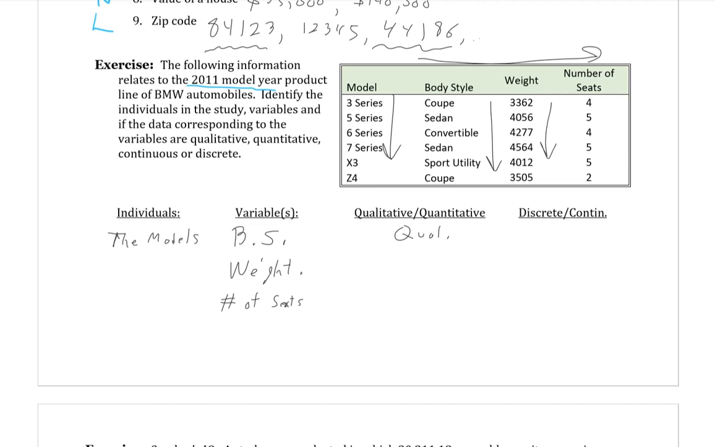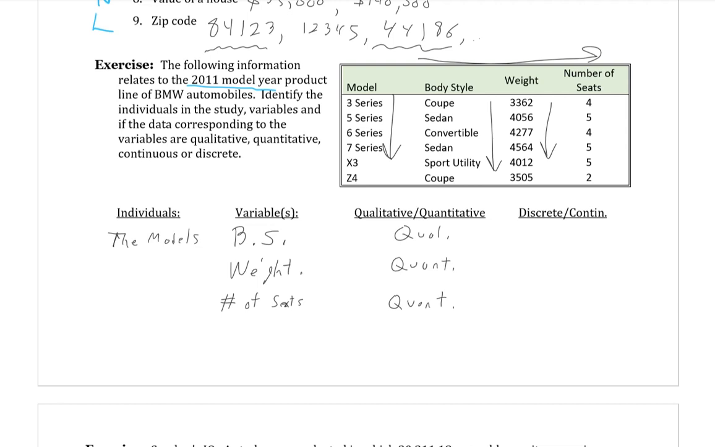Weight, looking at the numbers here, 3362, 4056, 4277. These are all numerical measures, so quantitative. And same thing for the number of seats. Number of seats even has the word number in it, so you should know it's quantitative.